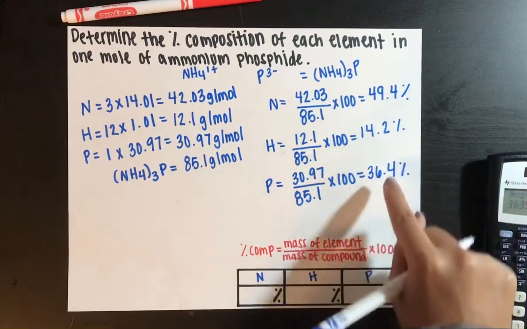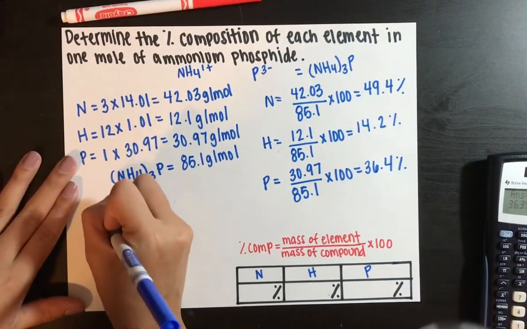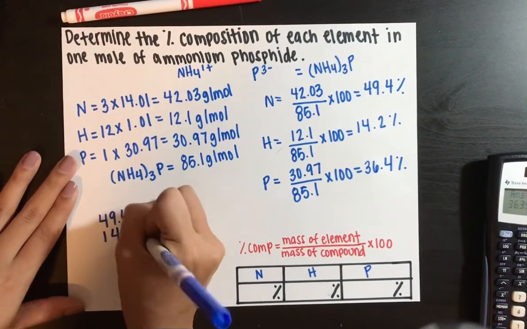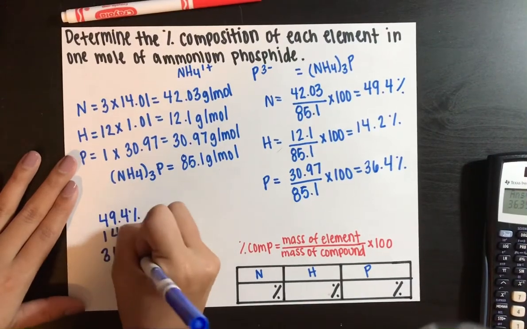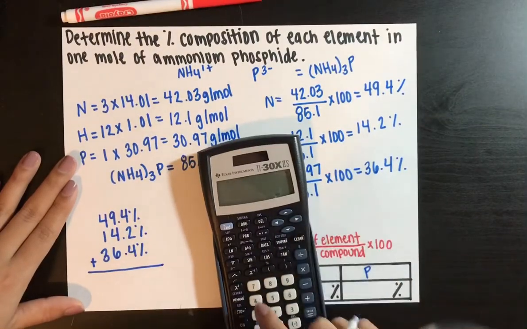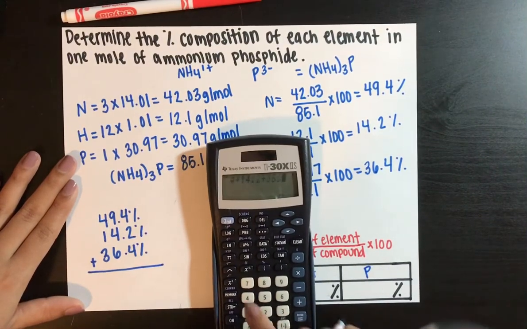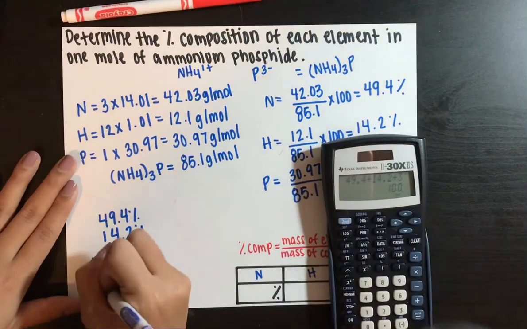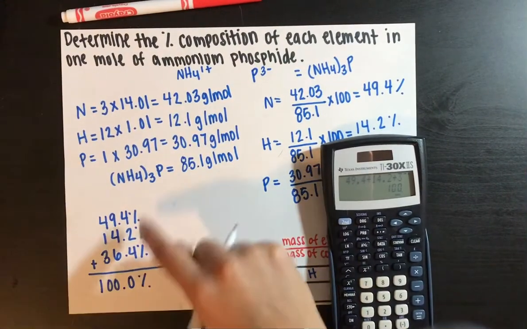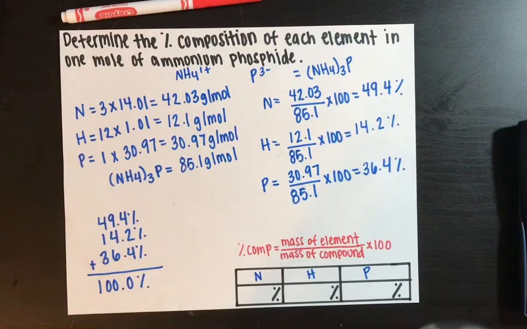So now we have solved the percent composition of each element, but before we write out our final answers, let's make sure that our percents add up to 100%. So 49.4% plus 14.2% plus 36.4%, that is 49.4 plus 14.2 plus 36.4, which gives us an answer of 100.0%, because there is one number after the decimal place, so we should have a number after the decimal place because it is significant. So all our percents add up to 100.